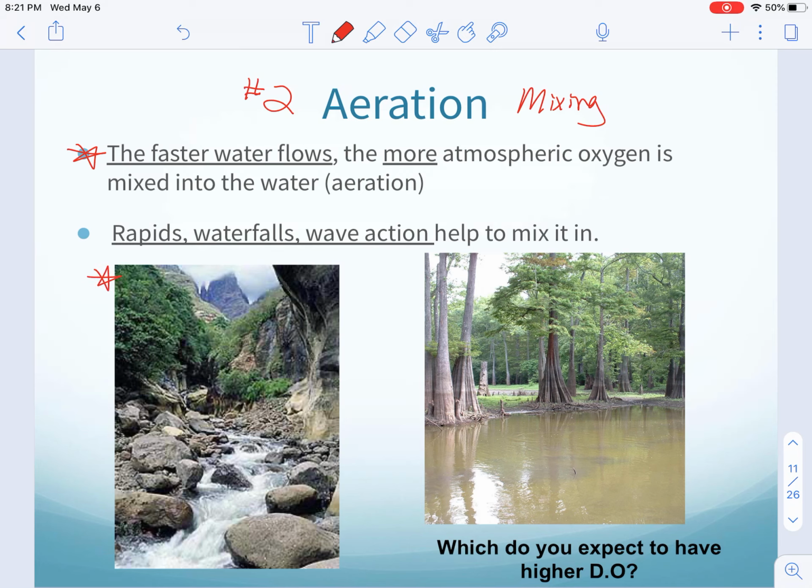So this picture over here on the left-hand side is going to have more dissolved oxygen than the one on the right-hand side. This picture on the right-hand side is of just stagnant, sitting water. No movement, no mixing of that water. So you're not going to get a chance to mix in that oxygen.